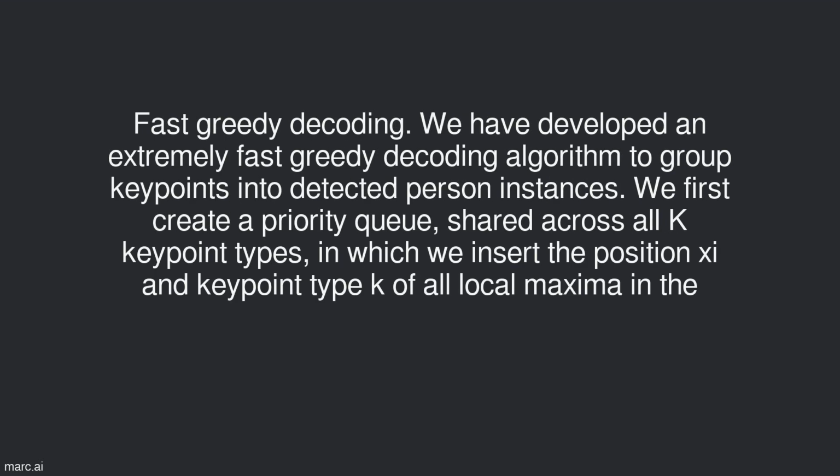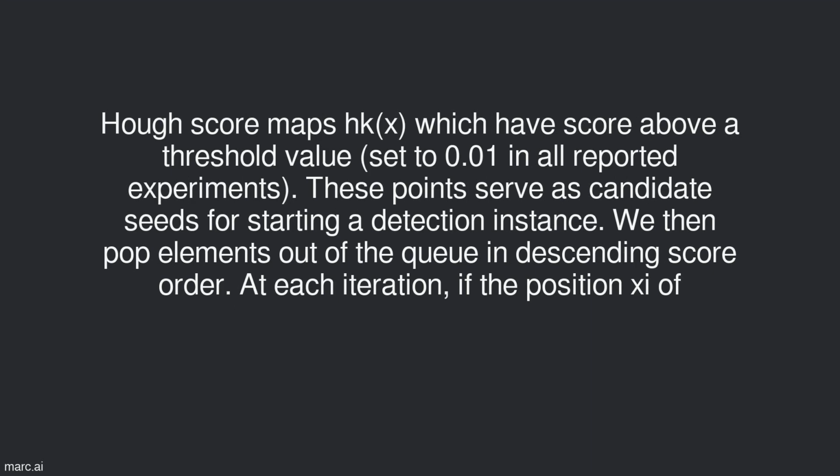Fast greedy decoding. We have developed an extremely fast greedy decoding algorithm to group keypoints into detected person instances. We first create a priority queue, shared across all k keypoint types, in which we insert the position xi and keypoint type k of all local maxima in the Hough score maps h_k(x), which have score above a threshold value set to 0.01 in all reported experiments. These points serve as candidate seeds for starting a detection instance.